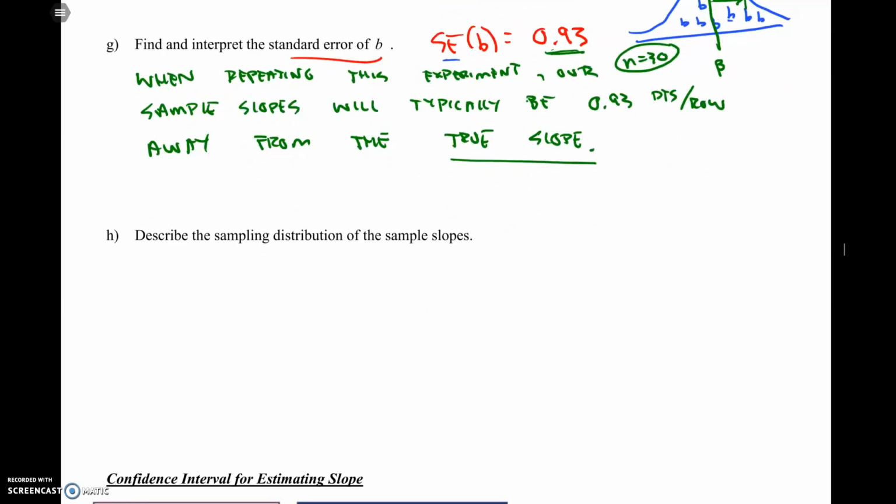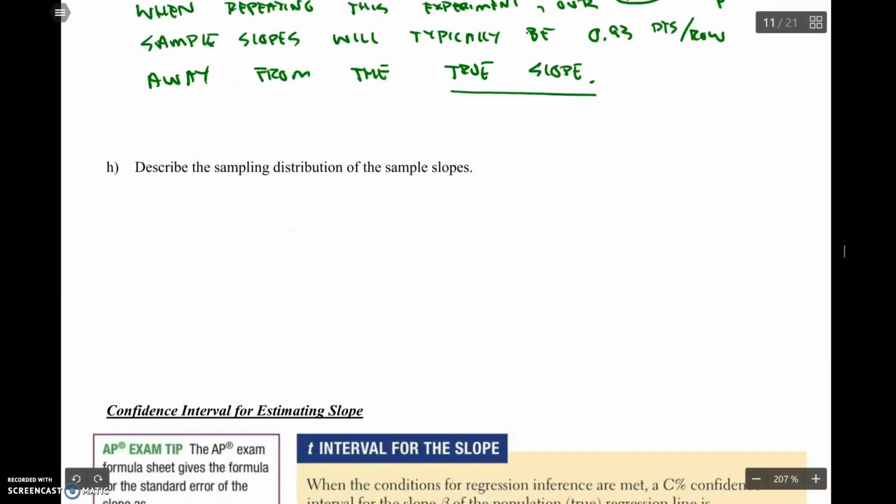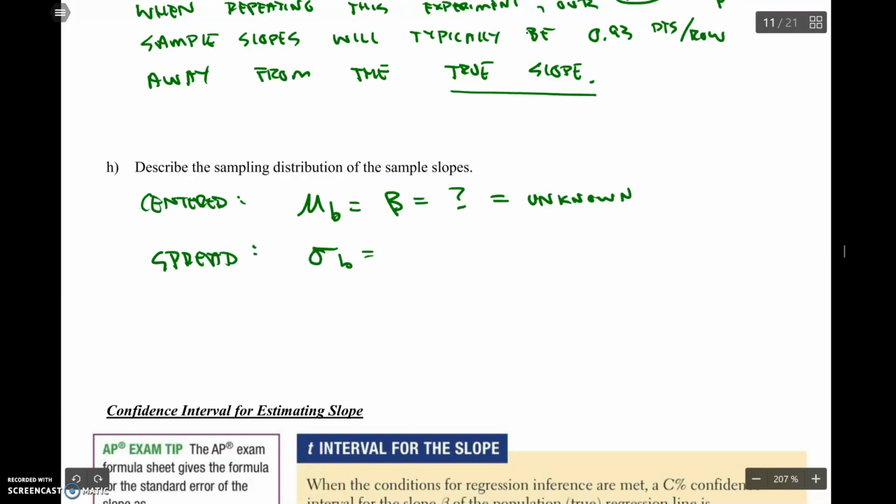Describe the sampling distribution of sample slopes. Well, this is kind of a silly question. It's going to be centered about the mean of my sample slopes, which is going to be beta. However, I don't know what this is, so I can't really say what that is. The spread: because the conditions for inference are met, the standard deviation of B can be approximated with the standard error of B, which is 0.93 points per row. And the shape is going to be approximately normal because the conditions for inference were met.